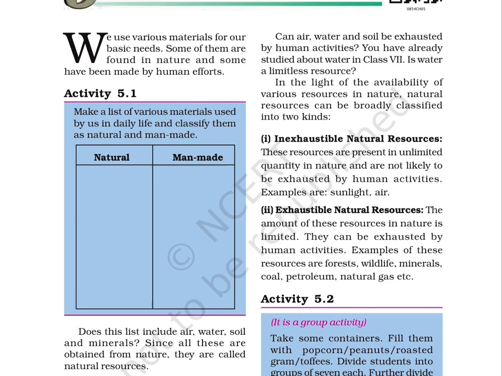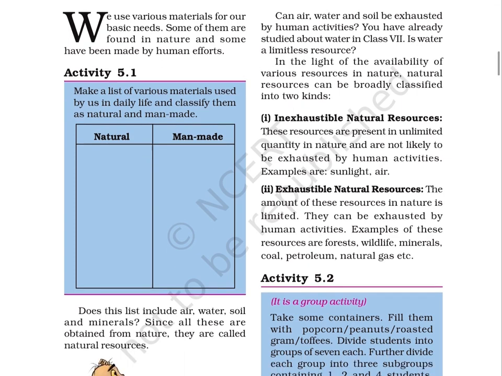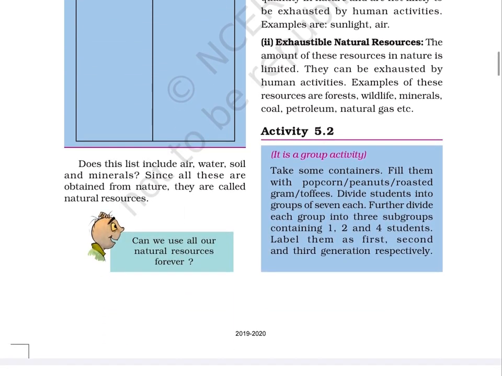Second, exhaustible natural resources. The amount of these resources in nature is limited. They can be exhausted by human activities. Examples of these resources are forests, wildlife, minerals, coal, petroleum, natural gas, etc.